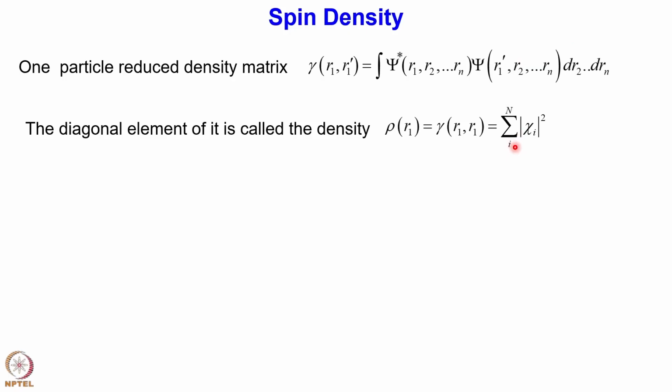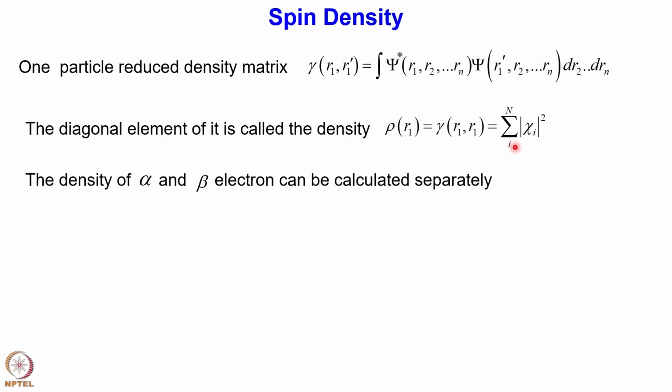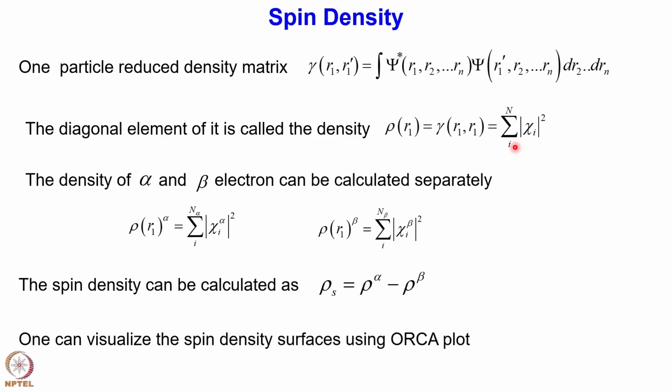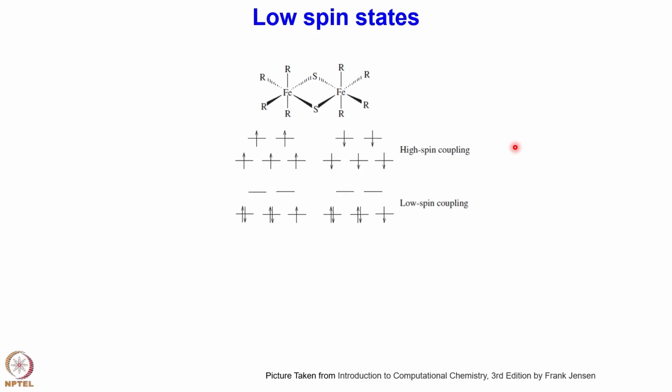Now, remember, in the case of an unrestricted system, you have densities of alpha and beta electrons, because my alpha and beta electrons are obtained from two separate Fock matrices. So, in principle, I have two sets of orbitals. I can calculate the density of the alpha electrons and the density of the beta electrons, and if I subtract them, what I get is the spin density. That is actually a measure of the number of unpaired electrons. One can visualize the spin density surfaces using orca_plot. We will see an example where we will plot the spin density surfaces and visualize them using Chemcraft.